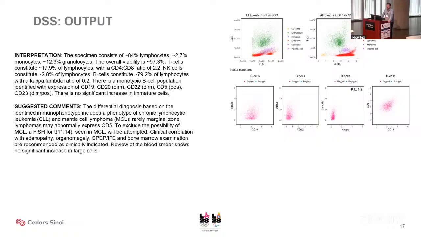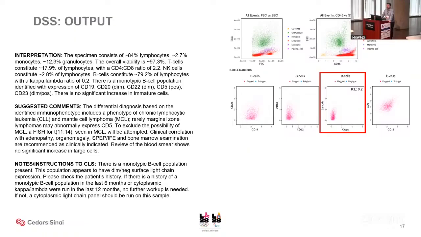It'll give a suggested comment whether it thinks it might be CLL or MCL, what follow-up tests might be required, because we can't make all of the diagnoses off of flow cytometry without ancillary tests. So it recommends additional testing to be done. And in this particular case, the kappa and lambda surface light chains were very dim. So it actually recommended to our technicians to automatically add on our cytoplasmic panel so we could discern what the light chain was for that.